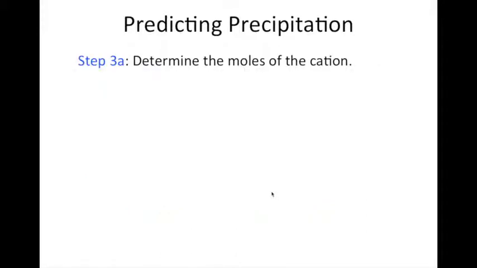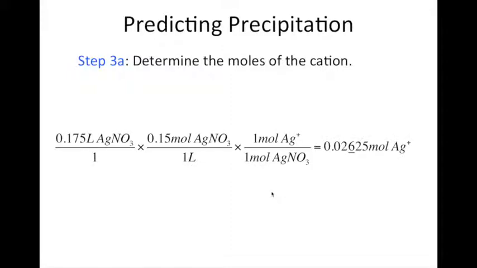So next, let's determine the concentration of our silver cations. We take the volume of silver nitrate that was given in our problem, multiply it times the molarity. Our liters cancel, we get moles of silver nitrate. For every 1 mole of silver nitrate, we should get 1 mole of silver. So we have 0.026 moles of silver.